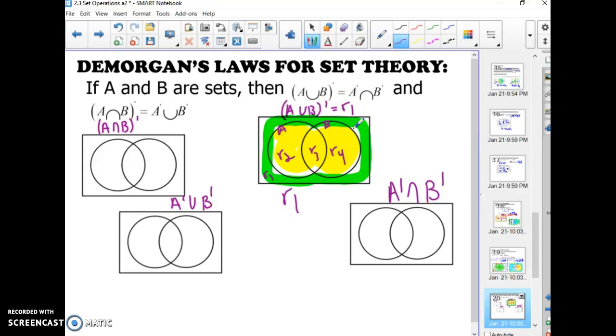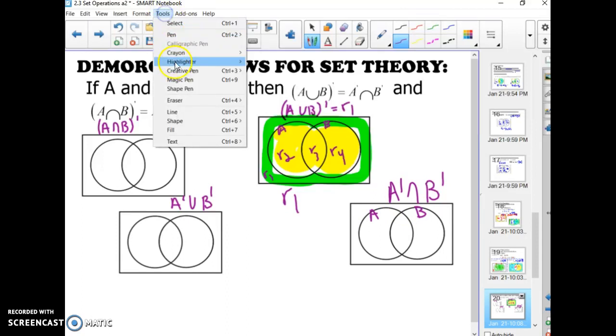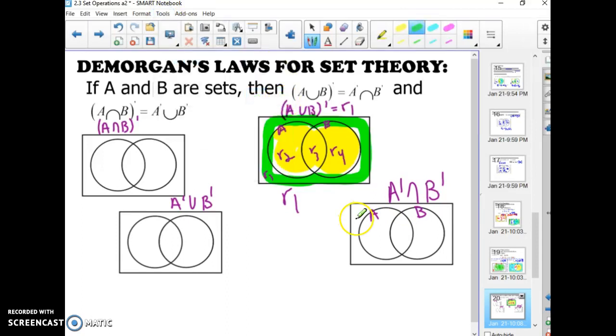So A complement, talk about that. A complement is everything on the outside. So I'm going to do that. B complement is everything on the outside. But the intersection means it has to be the overlap. So if I have region 1, region 2, region 3, region 4, the only overlap that I have is in region 1. So that's how come those are both going to mean the same thing.